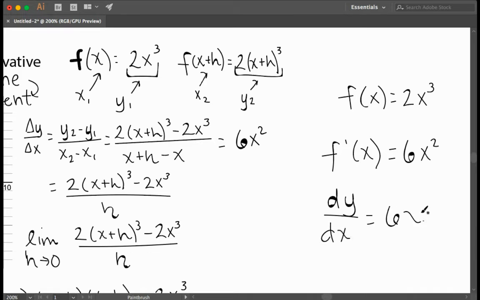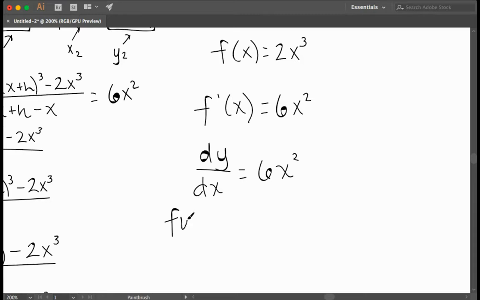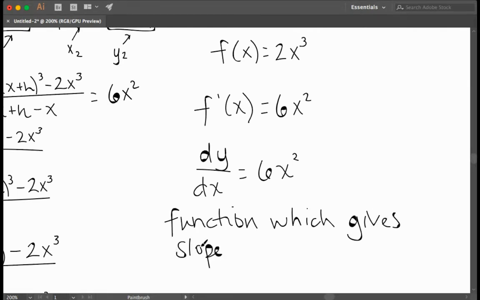And I like this notation a lot because it takes you back to the idea of the slope. So instead of the slope of the secant line, which is between 2 points, it's the slope of the tangent line. So change in y over change in x, where there is no difference between the 2 points. So this is a function which will give us the slope at any point on the original function.